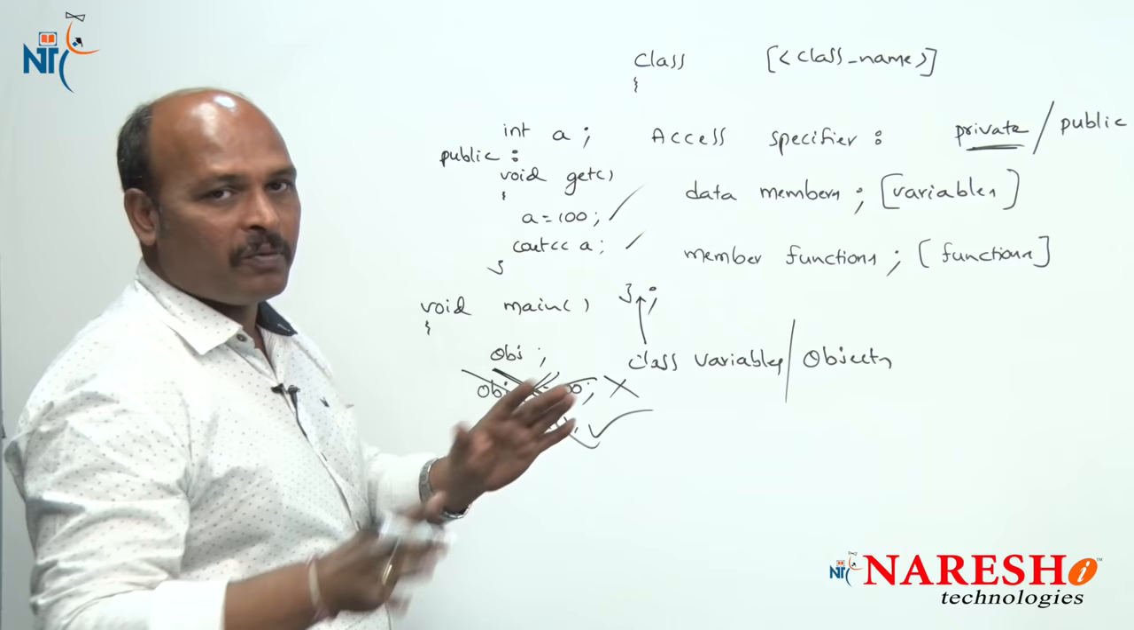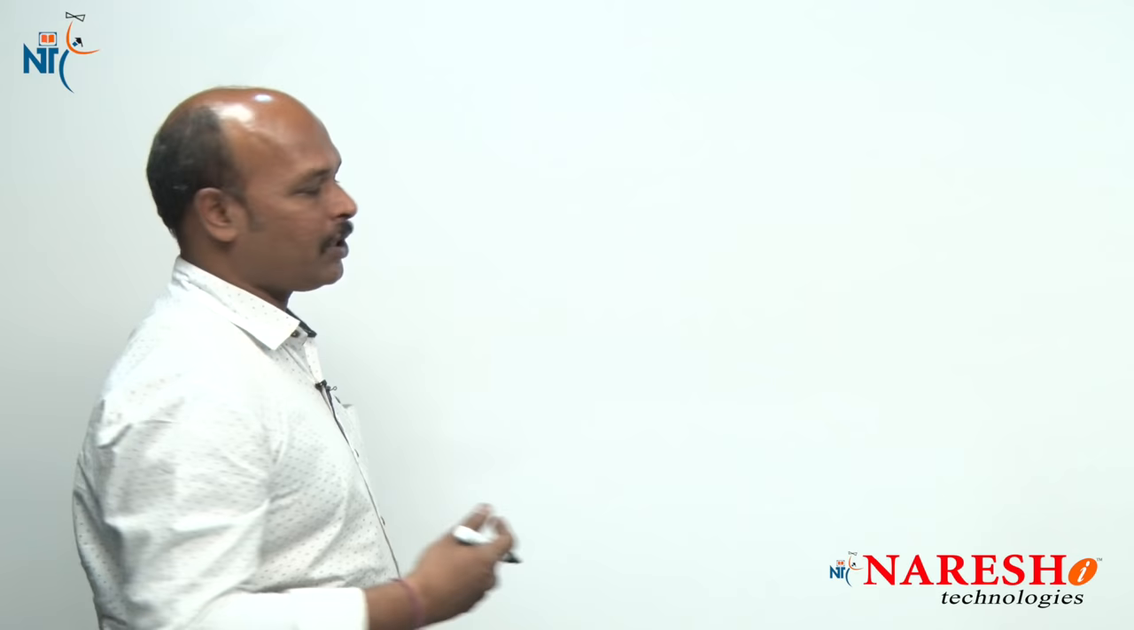Watch it. See this, I'm going to give public and private, but not protected right now, because protected members are used only in the inheritance concept. When inheritance starts, there I'm going to explain what a protected member is. Now I'm going to give private and public declarations and show how the private members are accessed inside the class.